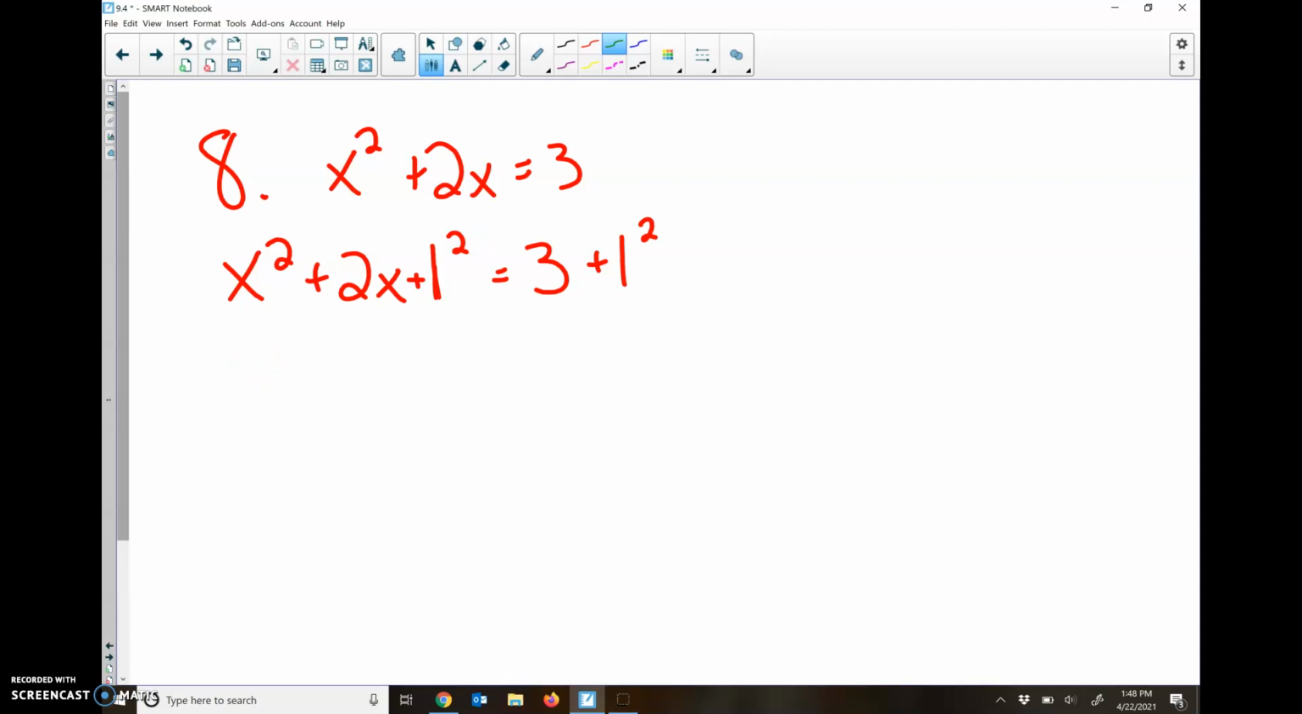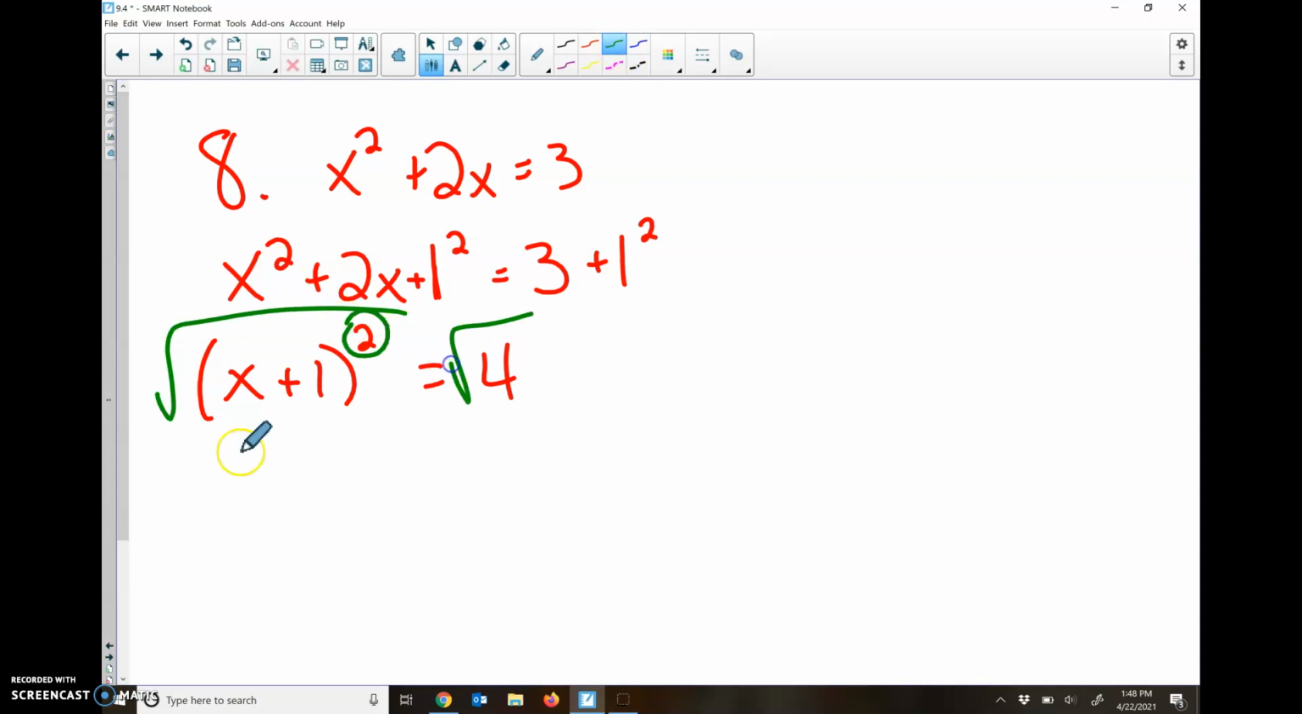Okay, then I need to do the math here. So I'm going to factor this out. So x squared plus 2x plus 1 is really the same as x plus 1 squared. 3 plus 1 is really the same as 4. And then I need to take the square root of both sides to get rid of this squared. Okay, so I'm just left with x plus 1 over here.